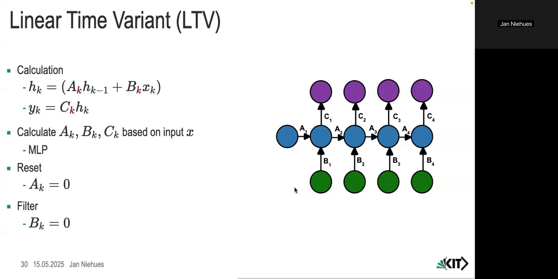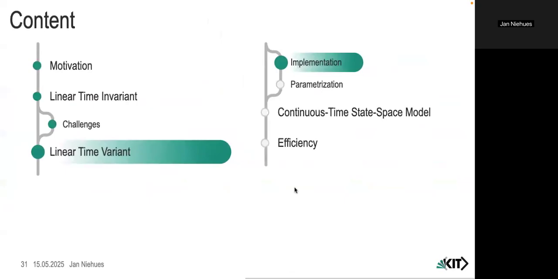So this is the overall picture of the linear time variant systems. Now we want to look at two things. On the one hand, how we are doing the implementation. So if you remember, we had this parallel scan, which can do parallel calculation.